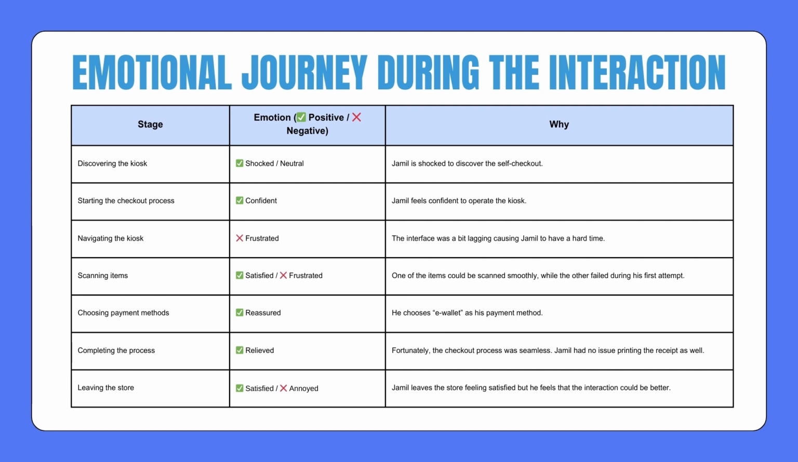The next phase is completing the process. He feels relieved. Fortunately, the checkout process was seamless. Jamil had no issue printing the receipt as well. The last stage is leaving the store. Jamil feels satisfied/annoyed. Jamil leaves the store feeling satisfied, but he feels that the interaction could be better.